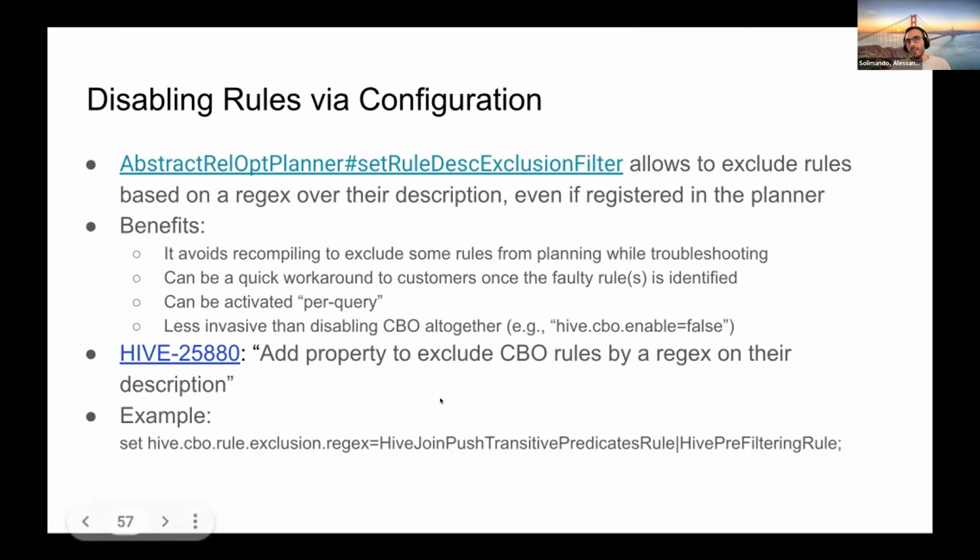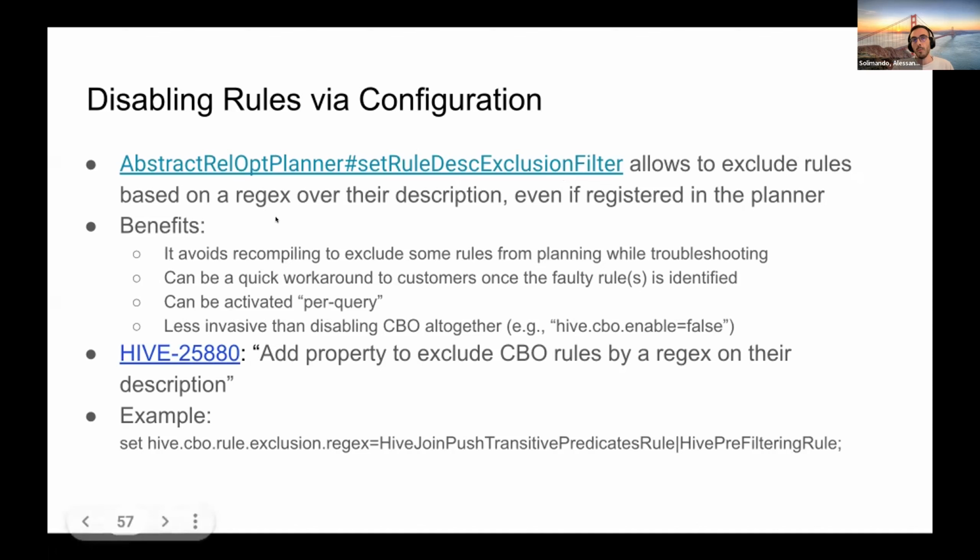So we have seen some common planning issues. Another rather useful tool that we have coming from a built-in Calcite that we have leveraged in HIVE is this method from the abstract rel planner class that's called set rule desc exclusion filter. What it does, it allows to exclude rules based on a regular expression over their description. The description is meant to be unique, so it can be used in this way. So these rules are not used by the planner, even if they are registered.